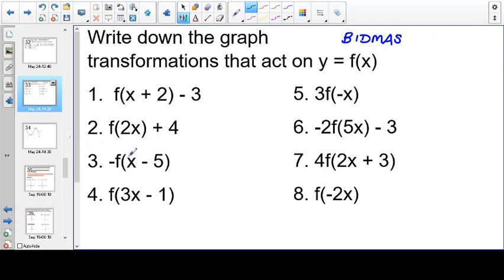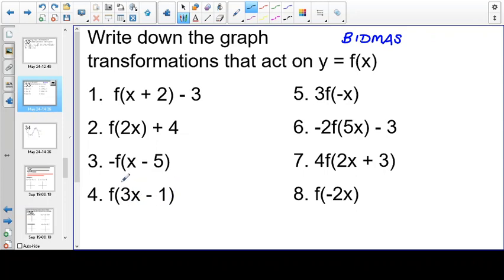This one, you've got a bracket and you've got multiplying by a -1, if you like. Bracket first, that's a translation, 5 to the right or 5, 0. And then the minus is acting outside of the function, so that's affecting the y coordinates, which means it's a reflection in the x-axis.